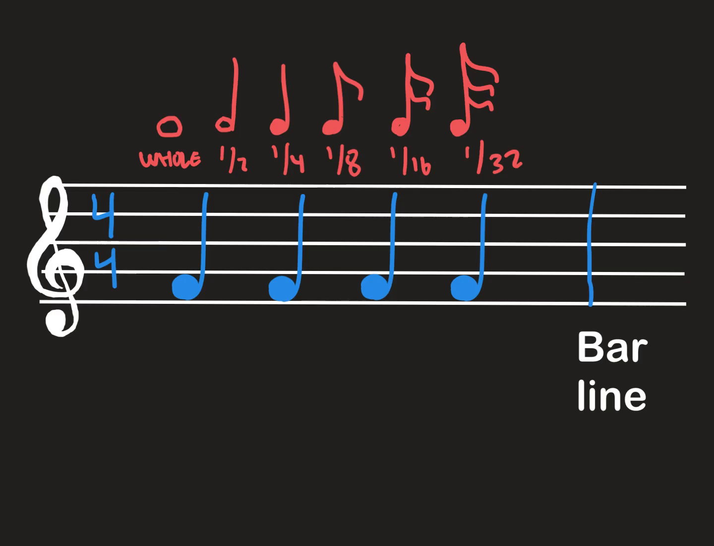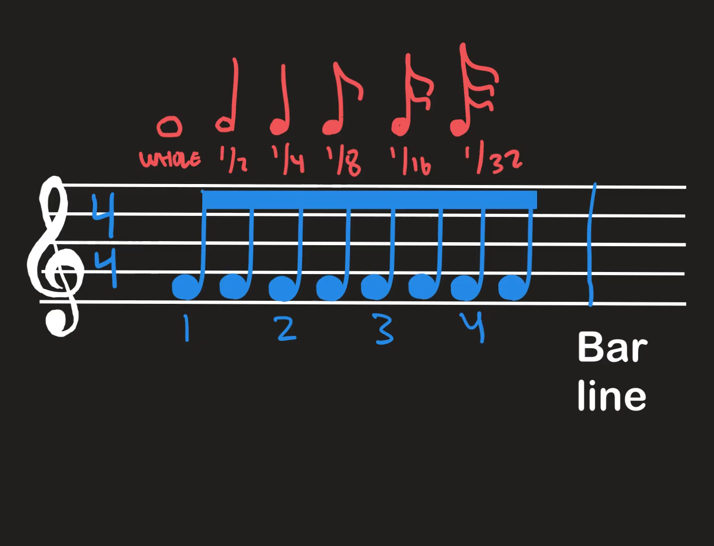Okay, now let's take a look at quarter notes. 1, 2, 3, 4. So this means we're going to be saying the F, F, F over and over again. So now we've moved on to 8th notes. And as we can see, there are 8 of them that exist within our bar.